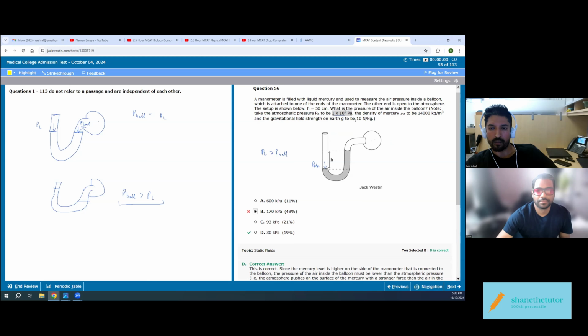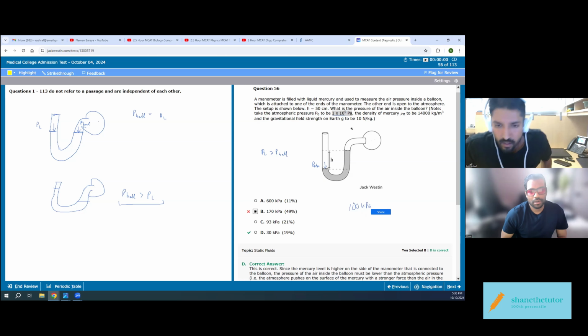So 1 times 10 to the fifth times 1 Pascal. There's 1 times 10 to the third pascals in 1 kilopascal. So 10 to the fifth, 5 minus 3 essentially. So 10 to the second kilopascals. Yeah, like 100 kilopascals, right? Yeah.